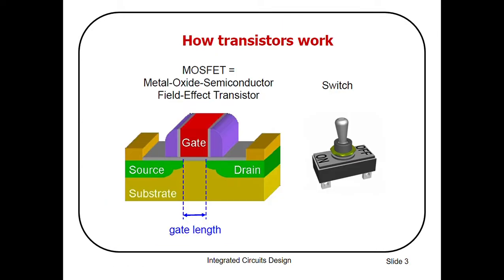How does a transistor work? In this slide we will discuss how a transistor works. Here in the red you can see the gate terminal, in the green its source and the drain. This gate is connected to the channel via an insulator. This insulator is called silicon oxide, SiO2.